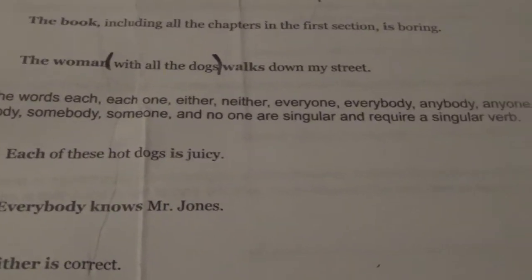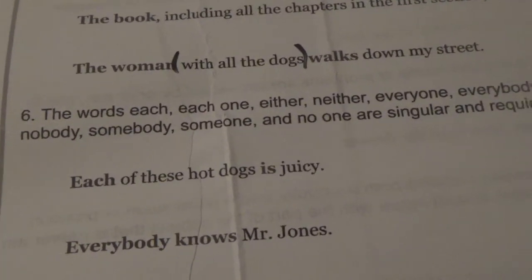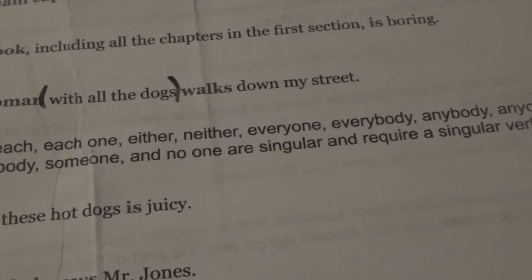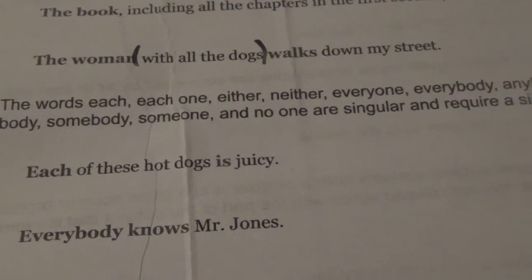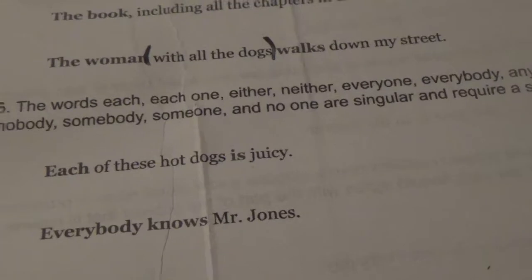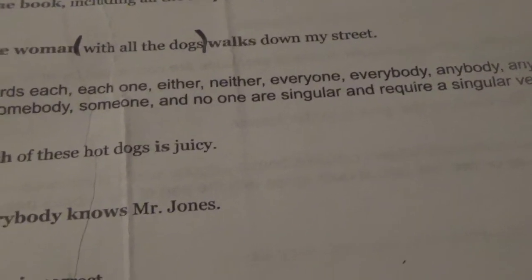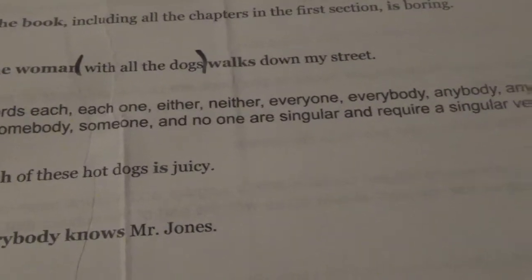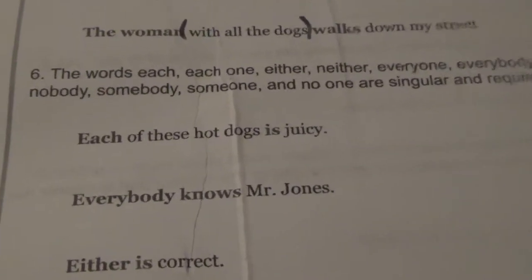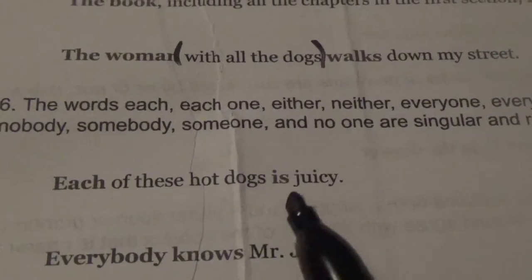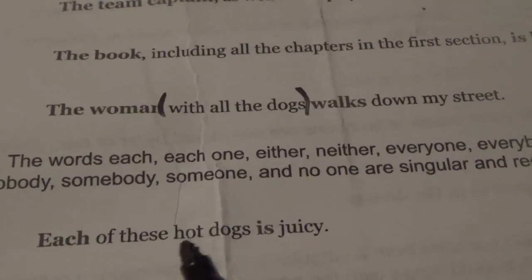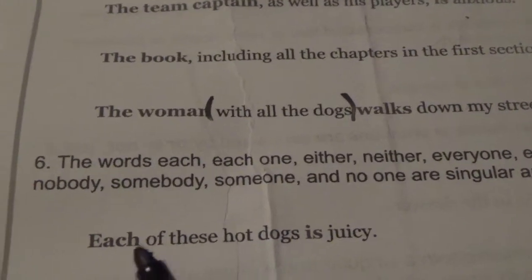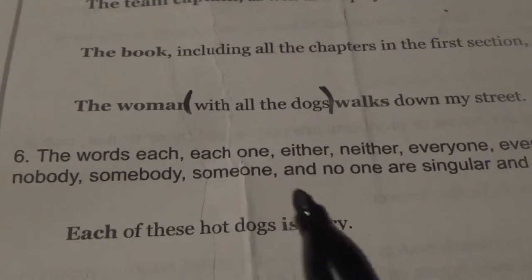And take the time. You can take the time to go back over this and just refer to this as you're doing your editing exercises. The words each one, either, neither, everyone, everybody, anybody, anyone, nobody, somebody, someone, and no one are singular. These are all indefinite pronouns, and they can be a little bit confusing, but these are all singular and require a singular verb. Each of these hot dogs is juicy. Again, of these hot dogs is a prepositional phrase. Doesn't matter. We're not going to say each of these hot dogs are because dogs is not the subject. Each is the subject. Each is juicy.